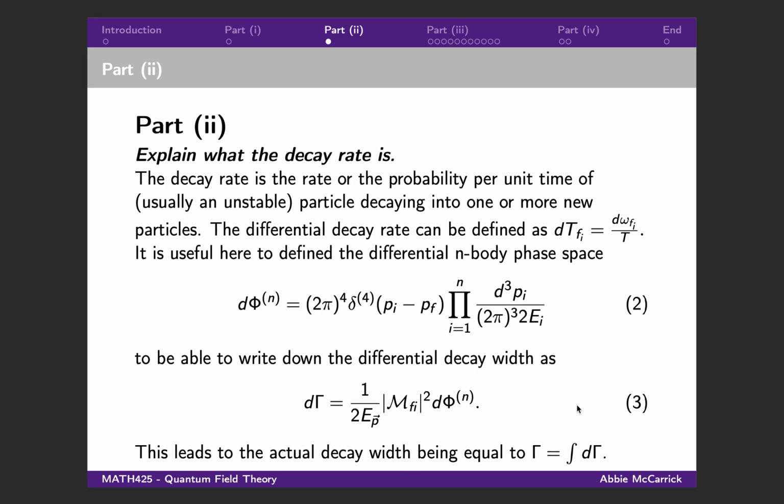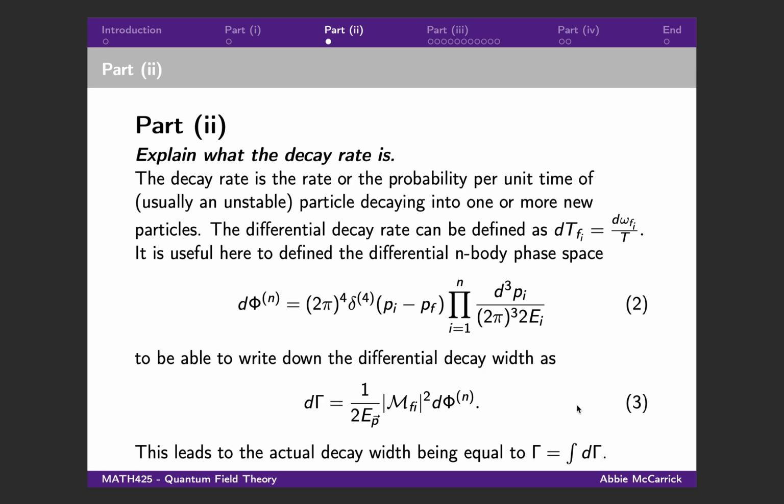Part 2 is to explain what the actual decay rate is. The decay rate is the rate, or the probability per unit time, of usually an unstable particle decaying into one or more new particles. The differential decay rate can be defined as d Γfi equals d ωfi over t. We define this differential decay rate because it makes it easier to calculate the decay rate itself, which we denote as gamma a bit later on.